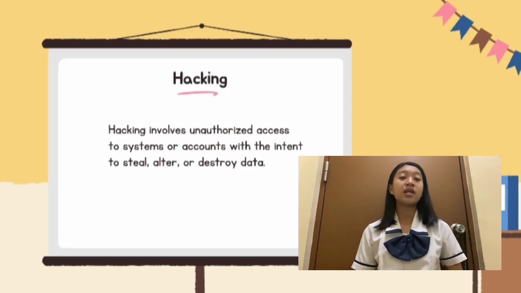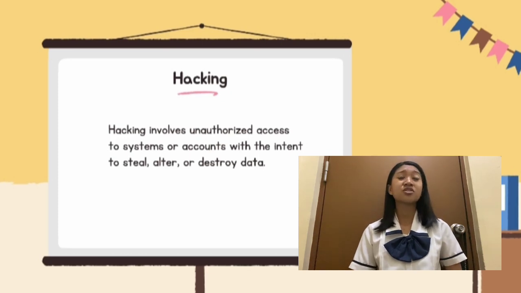So moving on, now we are going to talk about hacking. Hacking is also one of the most common internet threats. I know that you are very familiar with this word hacking, because I know some of you might have experienced being hacked by hackers. Hacking involves unauthorized access to systems or accounts with the intent to steal, alter, or destroy data. The consequences of hacking include data loss, service disruption, and privacy violation.